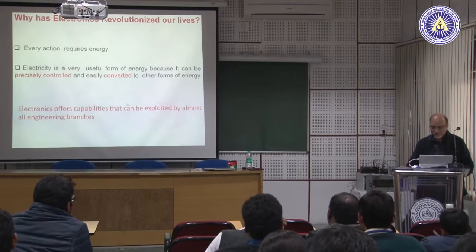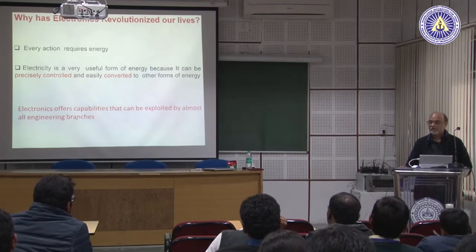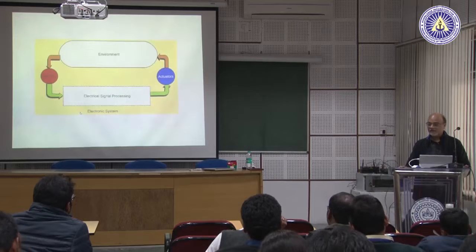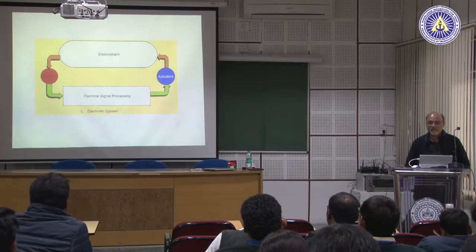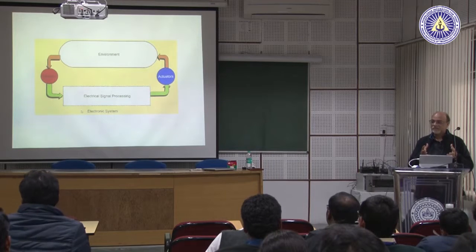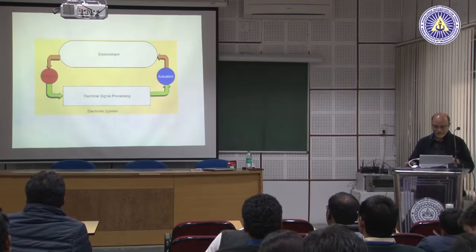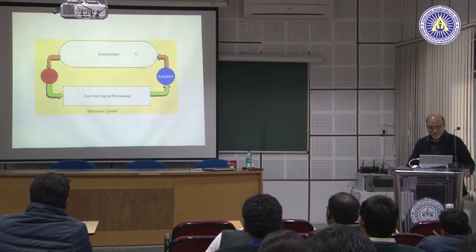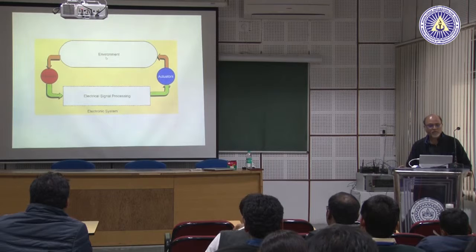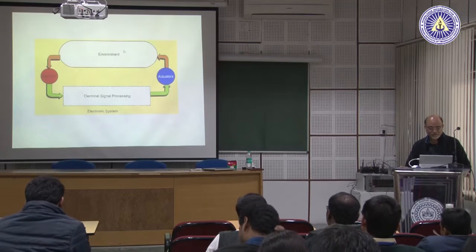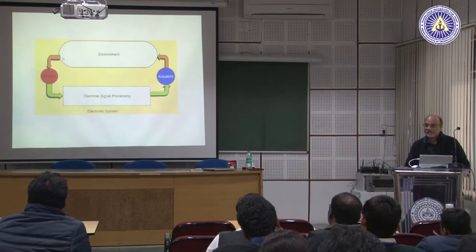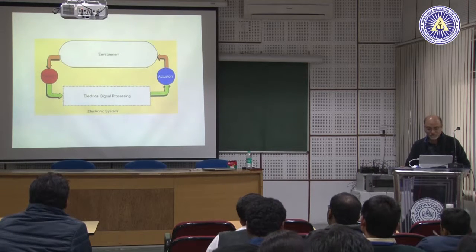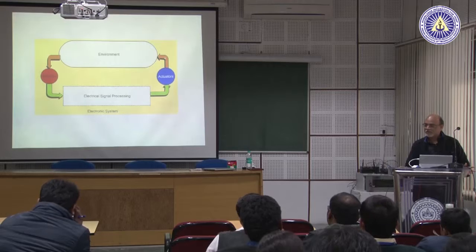And therefore, electronics offers capabilities that can be exploited by almost all engineering branches. This is the diagram that we use. No matter which engineering branch you're thinking of, you're playing with energy. Energy in some form, you're trying to do something. For example, in a diagram like this, you're trying to do something in your environment, interacting with the environment. What you can do is take whatever your input is to the environment, convert it using sensors into an electrical form, do lots of interesting processing in the electrical form, and then convert it back into whatever output you really want.